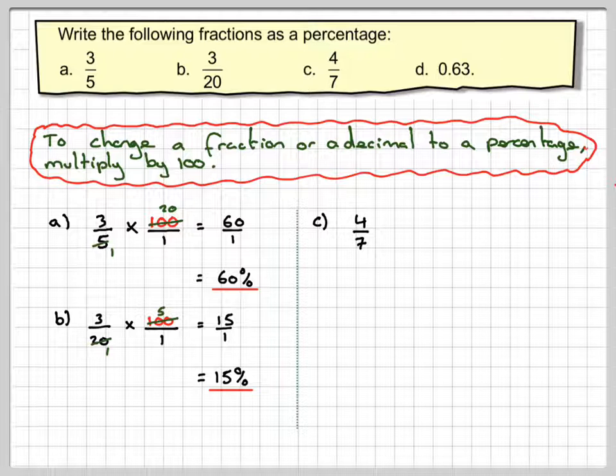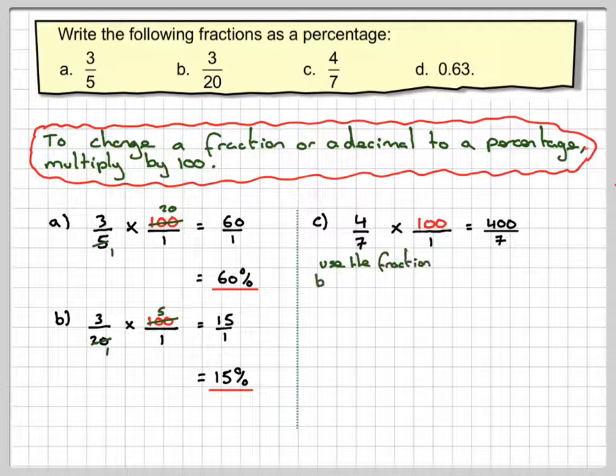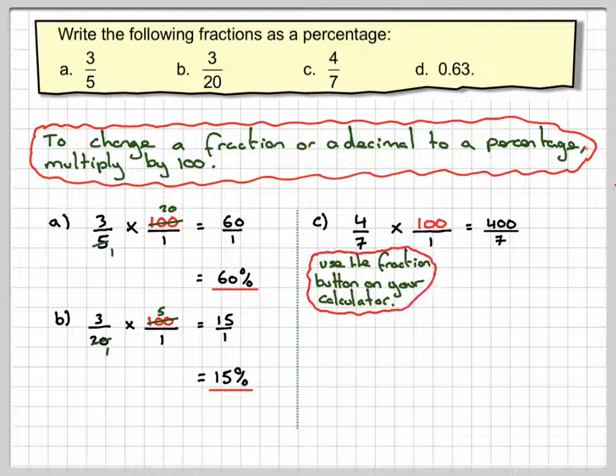4 over 7 times 100 is going to, there's nothing really cancels here, so we're going to do 4 times 100, which is 400, 7 times 1, which is 7. So either now we do some sort of short division, or we take our calculator, and if we're going to use our calculator, we must make sure we use the fraction button, and then press the S to D to change it to a decimal.